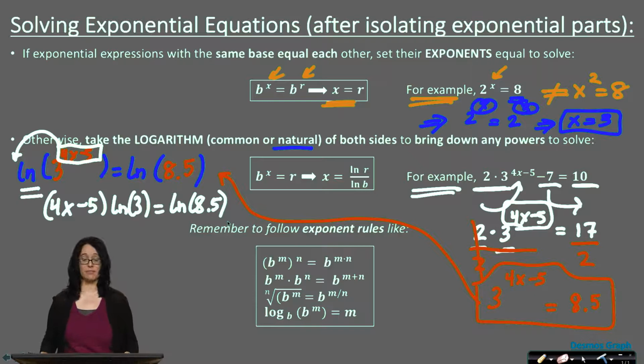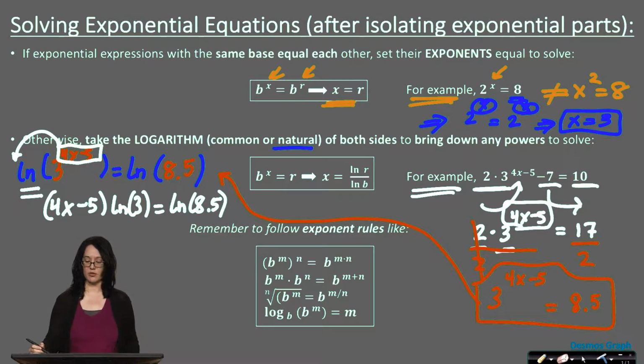So what does that mean? Well, that means I have now brought my exponent down, which is huge. This looks really gross to most humans at first, but keep in mind the natural log of 3 is just a number. The natural log of 8.5 is just a number. Your calculators could approximate those for you. So really what we have here is a nice linear equation. We have 4x minus 5 times a number equals another number. We should remember how to solve these.